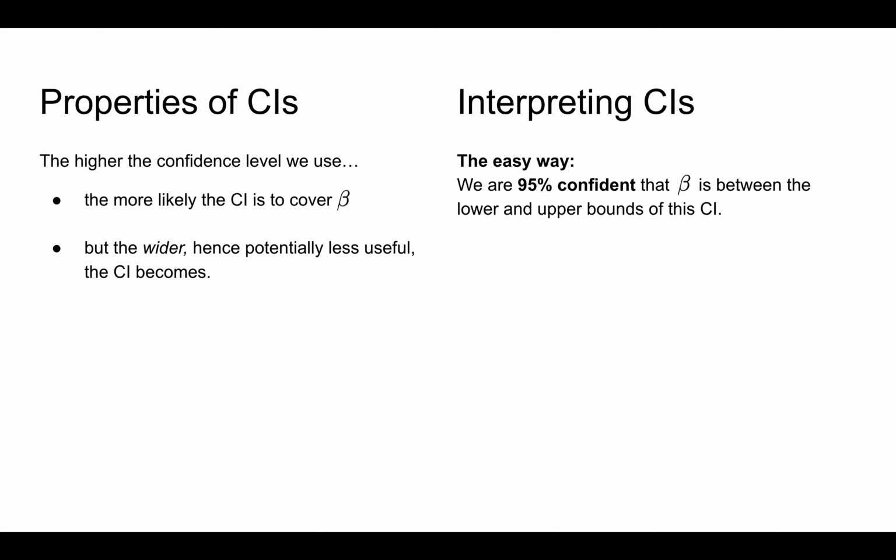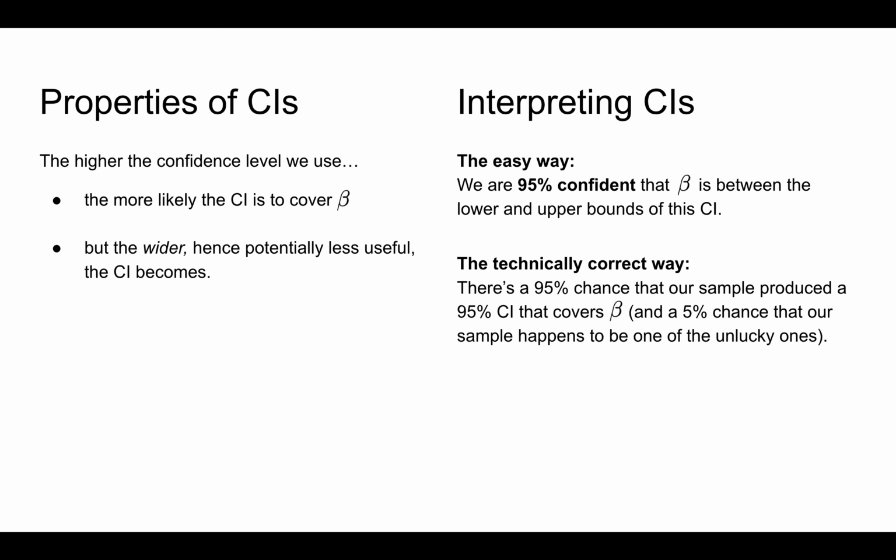Further, though not yet explicitly stated, we've learned how to interpret confidence intervals. The easiest way to interpret a 95% confidence interval for beta is to say, we're 95% confident that beta is between the lower and upper bounds of this interval. Yet saying we're 95% confident is a bit vague, and we can be more specific. Specifically, we can say that there's a 95% chance that our sample produced a 95% confidence interval that covers beta, and a 5% chance that our sample happens to be one of the unlucky ones.